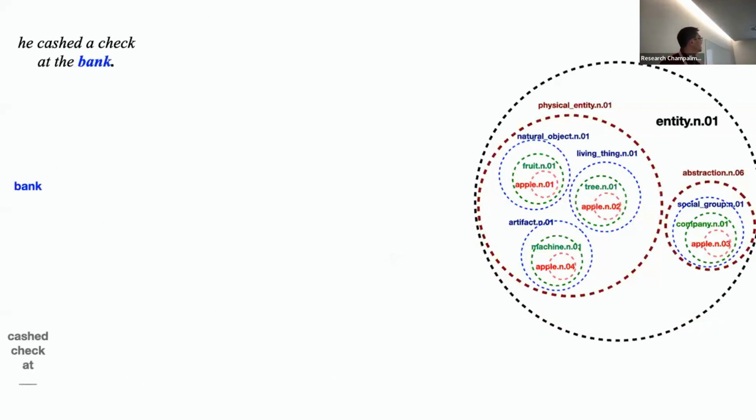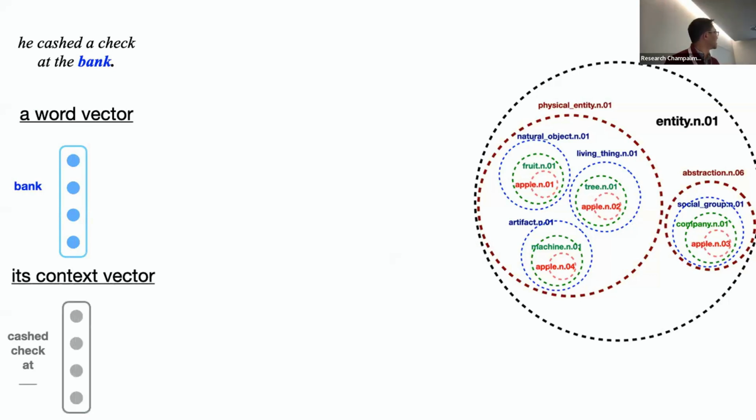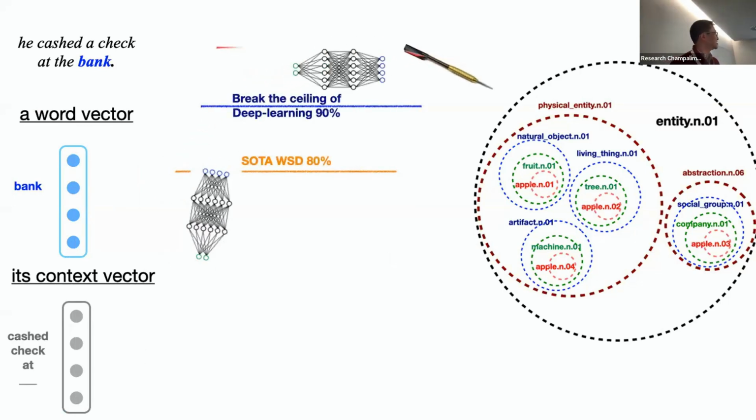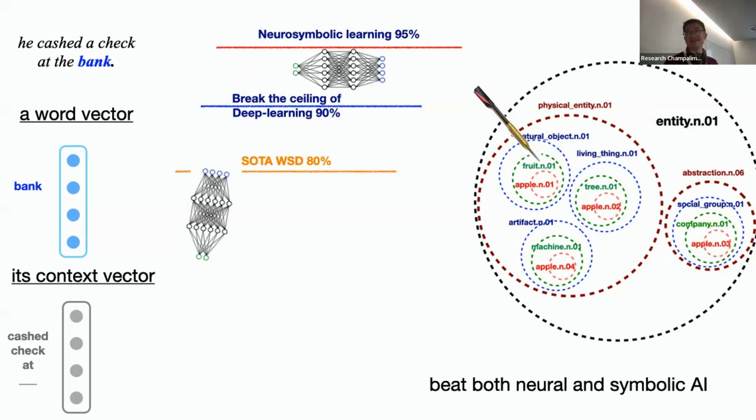So if we say he cashed a check at a bank, in this sentence, bank only has one sense, and we know immediately it is an institution. Here the map is not correct, apologies for that. The idea is that we take the context vector and put it together, and then we use a network to shoot into the target. And here the target is not correct. It's the Apple case, not the bank case. You need to change that.